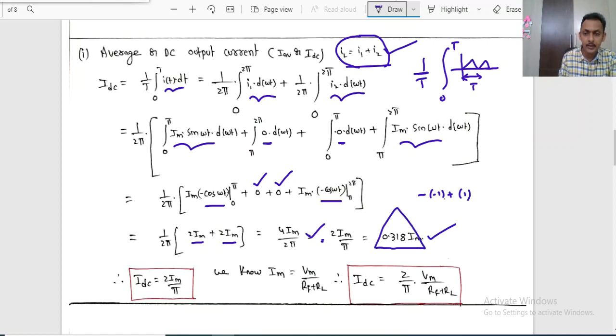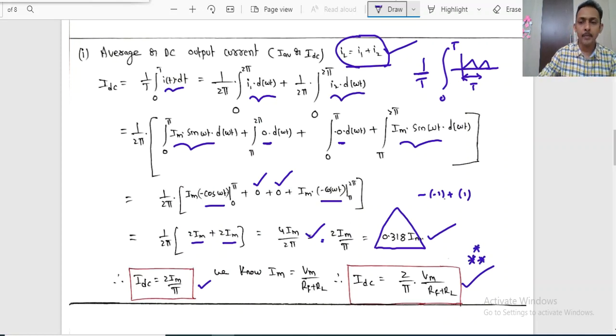This is very important. Dear students, the average value IDC in a full wave rectifier with center tap transformer is 2 Im by pi. This is the IDC value. Once we know the IDC value, we already know Im equals Vm divided by Rf plus RL. So IDC equals 2 by pi times Vm by Rf plus RL. This is important.